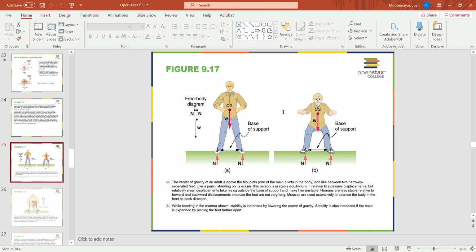Humans are less stable relative to forward and backward displacements because the feet are not very long. Muscles are used extensively to balance the body in the front to back direction. For B, while bending in the manner shown, stability is increased by lowering the center of gravity. Stability is also increased if the base is expanded by placing the feet farther apart.